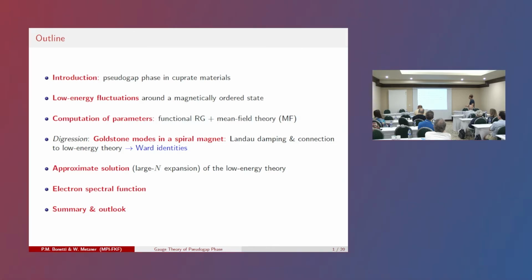I will present a little digression, since we do a lot on spiral magnetism, which is important in many respects. It gives some features which Néel as a background state does not give, as you will see. So I give some background on how to compute the stiffnesses there. And then finally, the low energy theory for the spin orientation fluctuations, which will be a nonlinear sigma model, and how it will be solved. That part is fairly standard. Then the electron spectral function, and finally a short outlook.